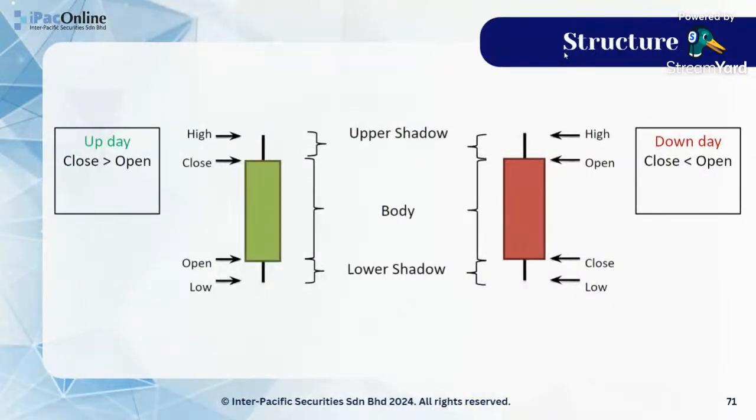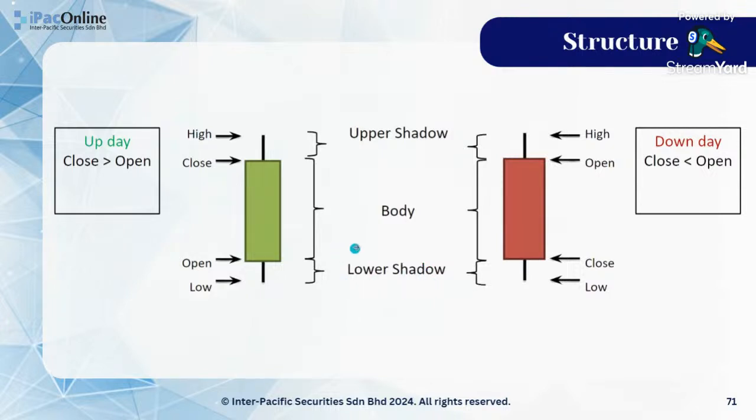This is how the structure is built. For the candlestick, we have the body, and then we have two tails, or you can call them shadows. The tail above the body is called the upper shadow or upper tail, or some of you will call it a wick. And the lower one will be the lower shadow, lower tail, or lower wick.